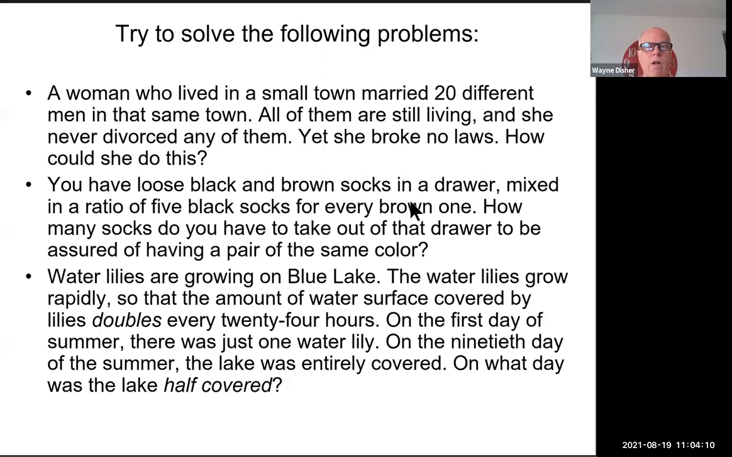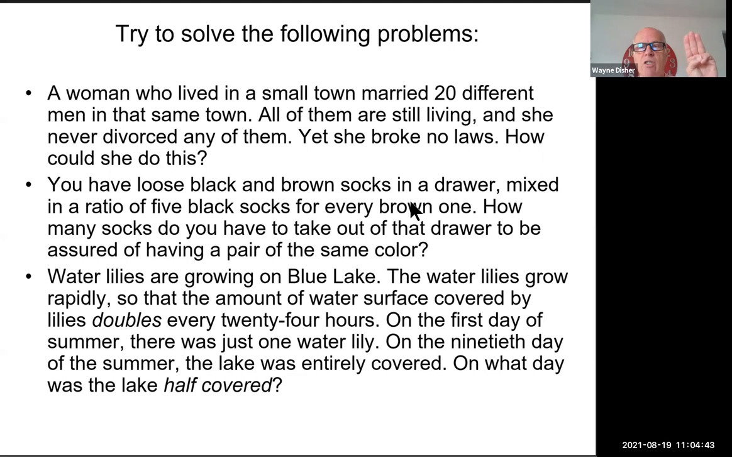The second one, you have loose black and brown socks. In order to be assured of having a pair of the same color, you would have had to have pulled out 3 socks. Yes, the first sock you pull out would be black or brown. The second sock that you pull out would be black or brown as well. Now, you might have a match. You might have 2 blacks or you might have 2 browns, but you could not be assured of that until you pull out the third sock.